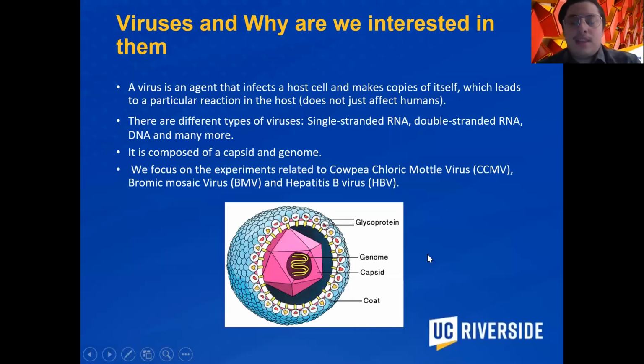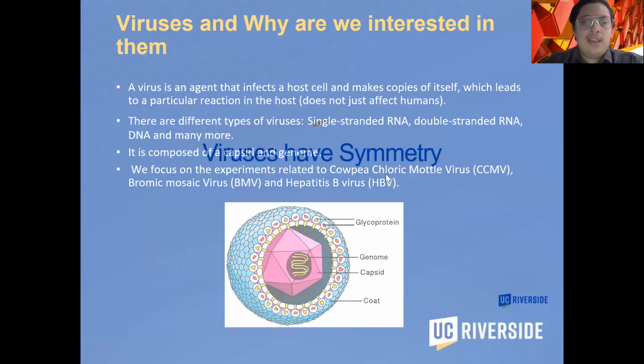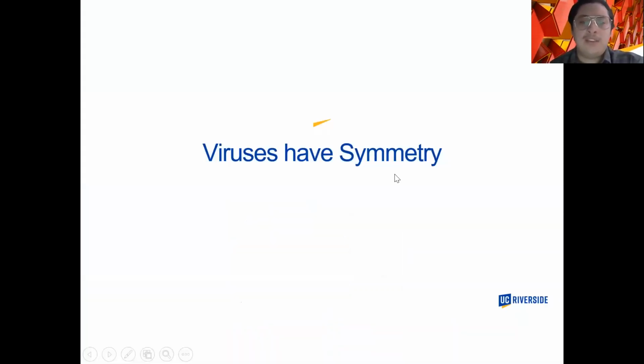Well, a virus is an agent that affects a host cell and copies itself, which then leads to a particular reaction in the host. And a virus is made out of a capsid and a genome. As you can see in this figure, this outer shell is called the capsid, and inside is the genome. And there are different types of viruses, such as single-stranded RNA, double-stranded RNA, DNA, and many more types of viruses. But in particular, in our lab, we focus on the cowpea chlorotic mottle virus, CCMV, brome mosaic virus, BMV, and hepatitis B virus.